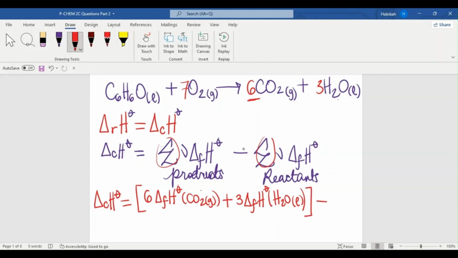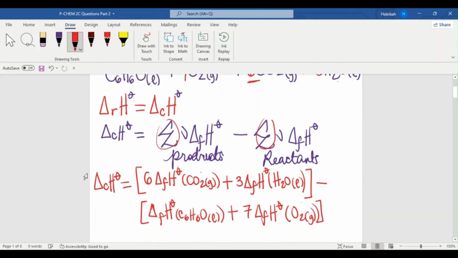Minus, because now we're done with the products and we have to deal with the reactants. So minus the standard enthalpy of formation of C6H6O liquid, plus the standard enthalpy of formation for O2 gas.